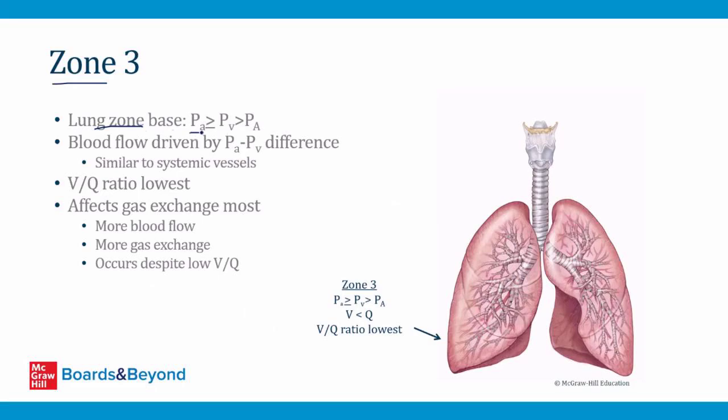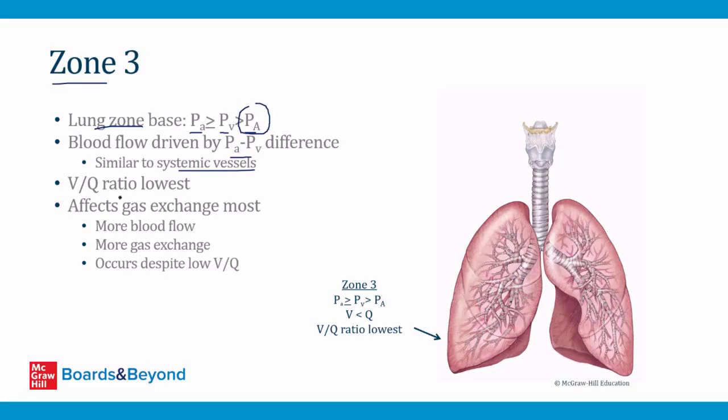So the pressure in the arterioles feeding the pulmonary capillaries is greater than the pressure in the veins draining the pulmonary capillaries, and both of these pressures are greater than the pressure of gas in the alveoli. This means that in zone 3, we have blood flow driven by the AV pressure difference, just like in systemic vessels. Basically, there's no opportunity for the alveolar pressure to compress the pulmonary capillaries here.